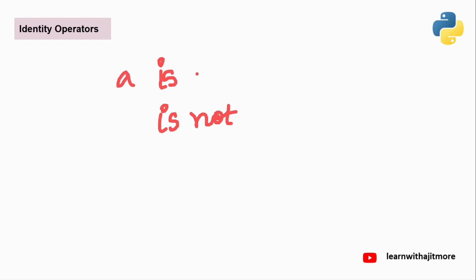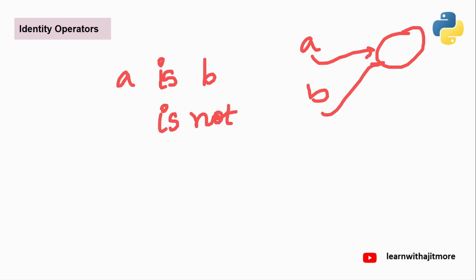So A is B. It's a binary operator. It works on two operands. It will just check whether the address of A and the address of B is the same. In short, are they both representing the same object? A is referring to the same object and B is also referring to the same object. So if both are referring to the same object, 'is' will return true.